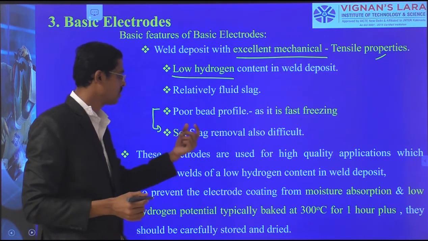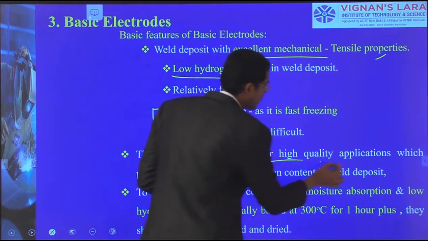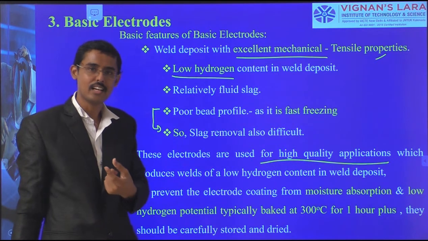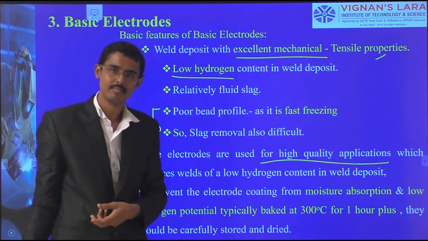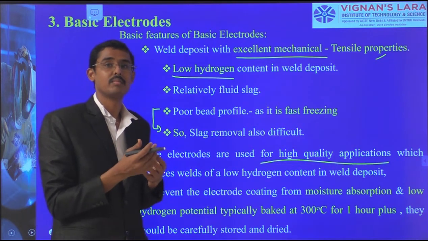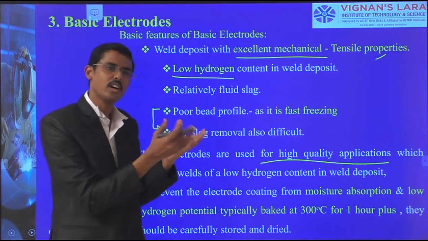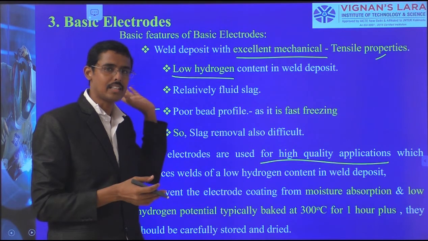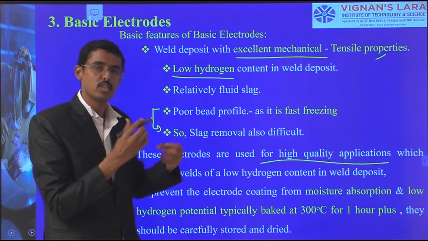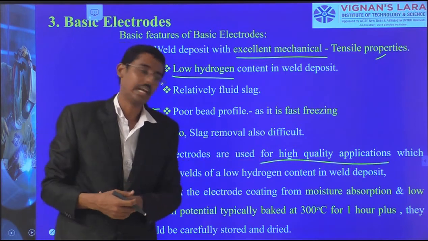These electrodes are used for high quality applications because hydrogen is not there, cracks are not formed, so we can use it for high quality. For some tack welding or ordinary machines where the strength and mechanical properties are not required, only a joint is required, at that time you can use other electrodes. When we need perfect or excellent properties, good strength, we can use these basic electrodes.